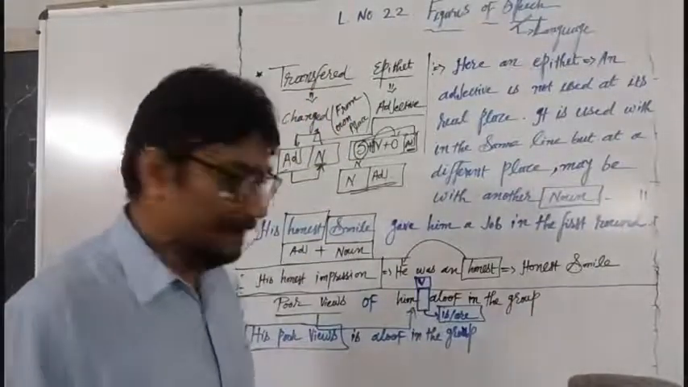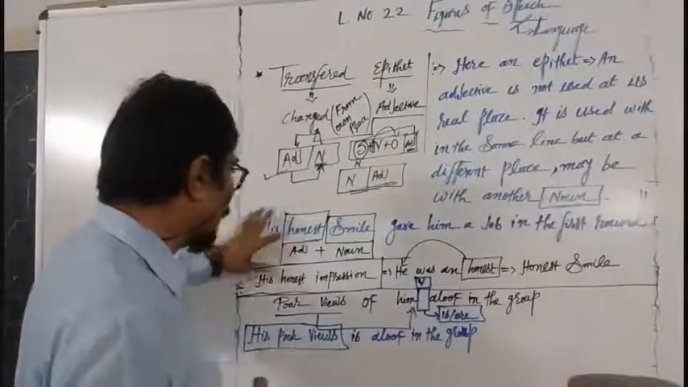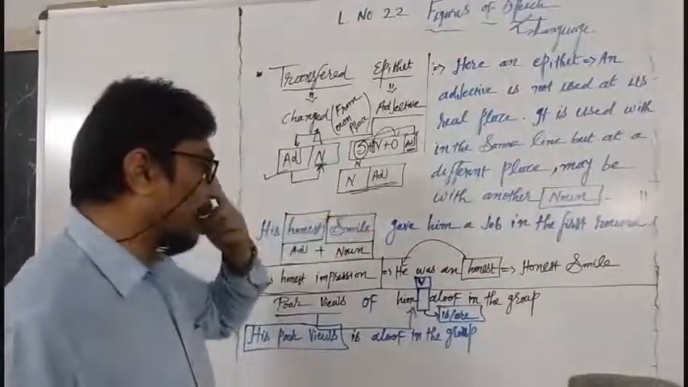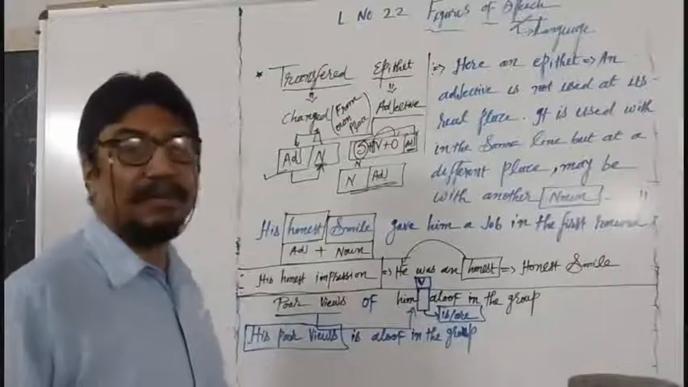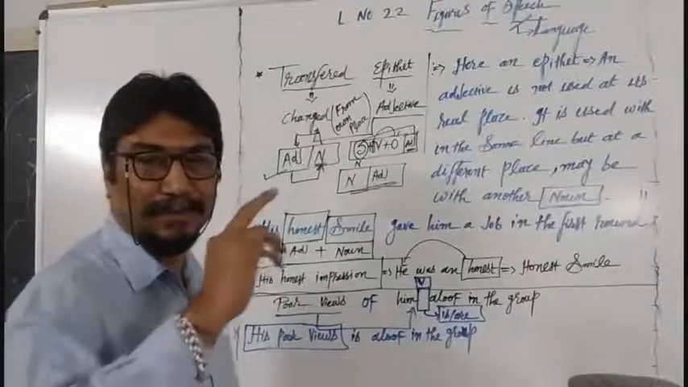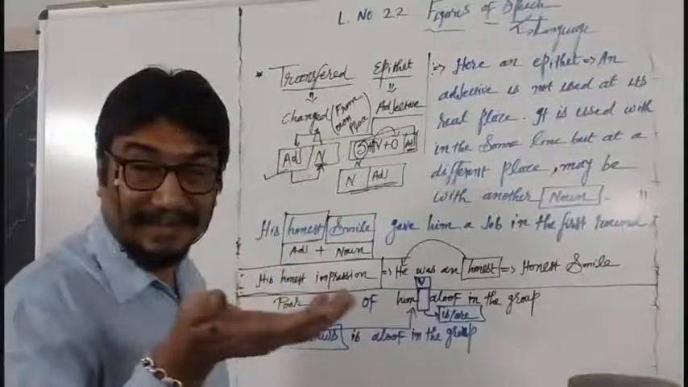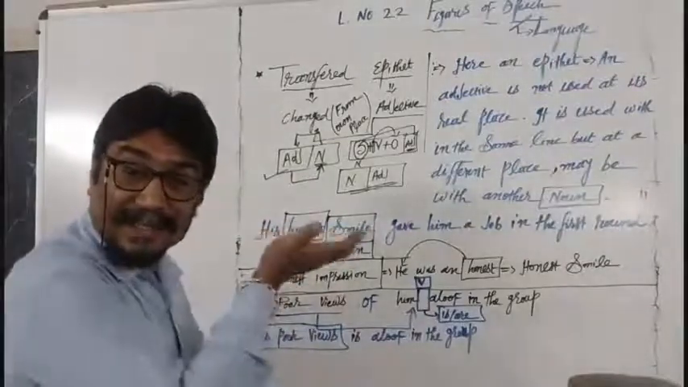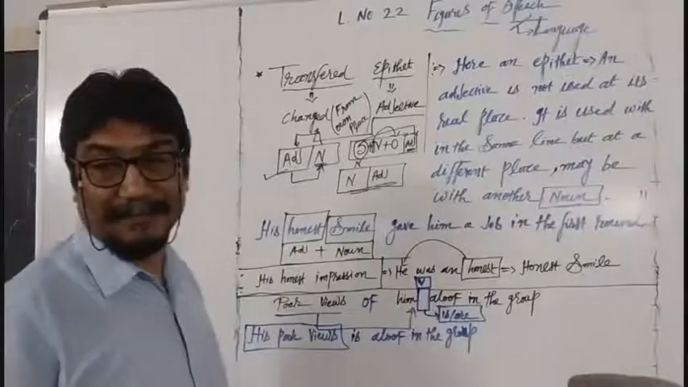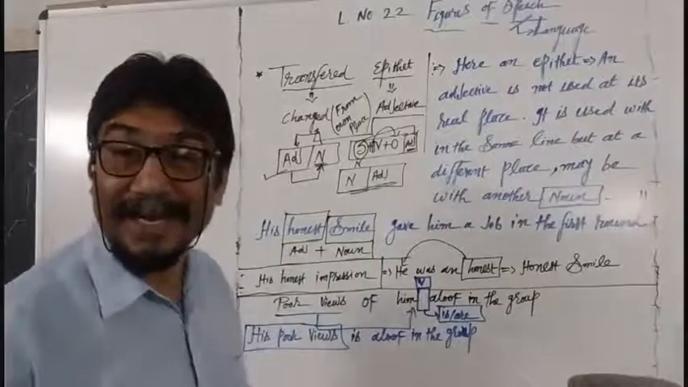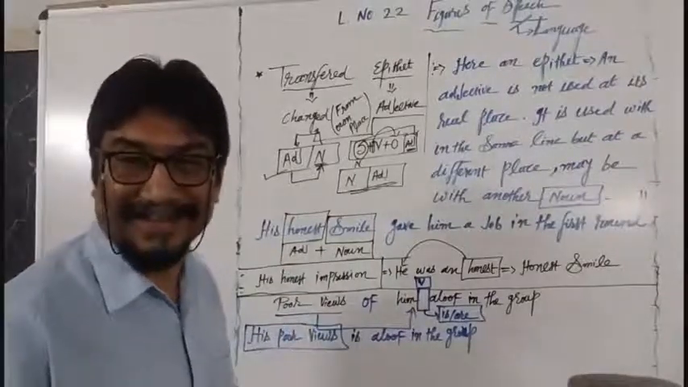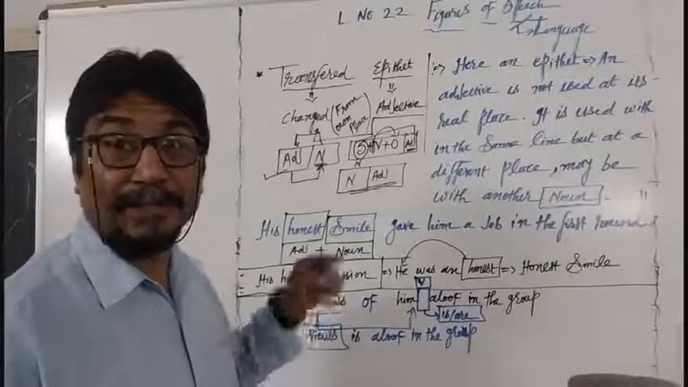Let's move ahead. His honest smile gave him a job in the first round. I explained to you that honest and smile are opposite, but here we will consider it from a different facet. There it was antithesis. Here it is not antithesis. Here it is transferred epithet.